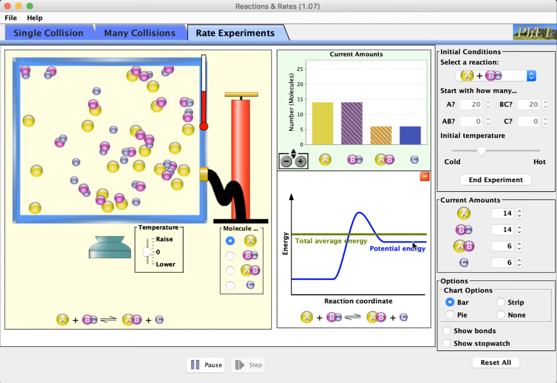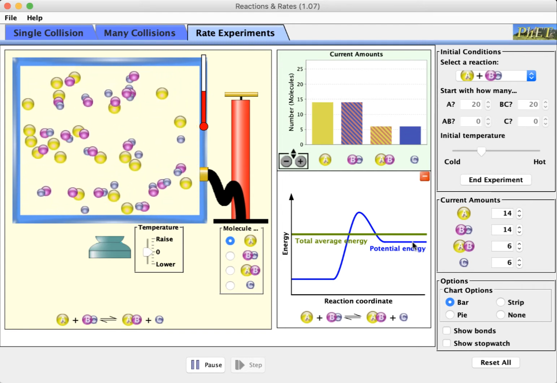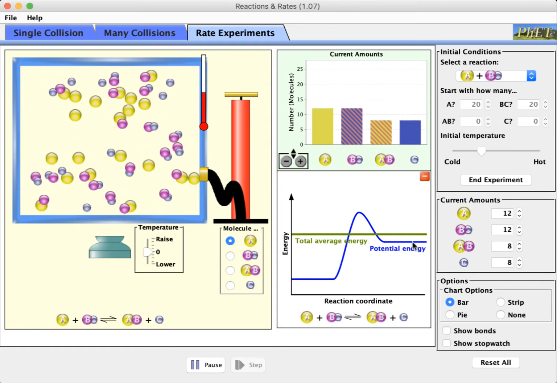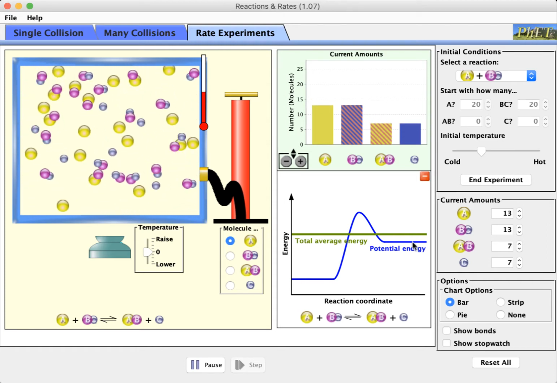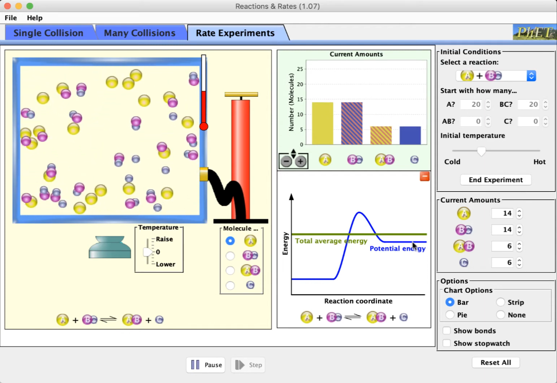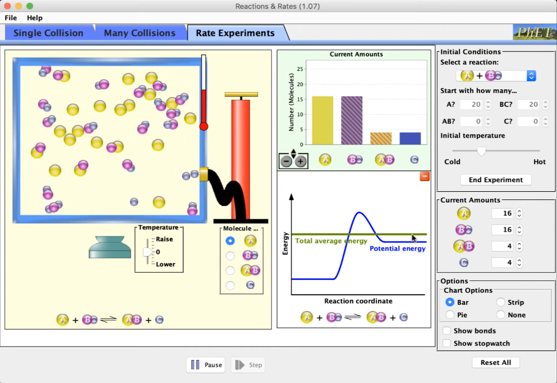We're still favoring the left side because it's much more difficult for the particles to go from left to right than it is from right to left. So we see a lot of unreacted A and BC floating around more so than the AB plus C products.